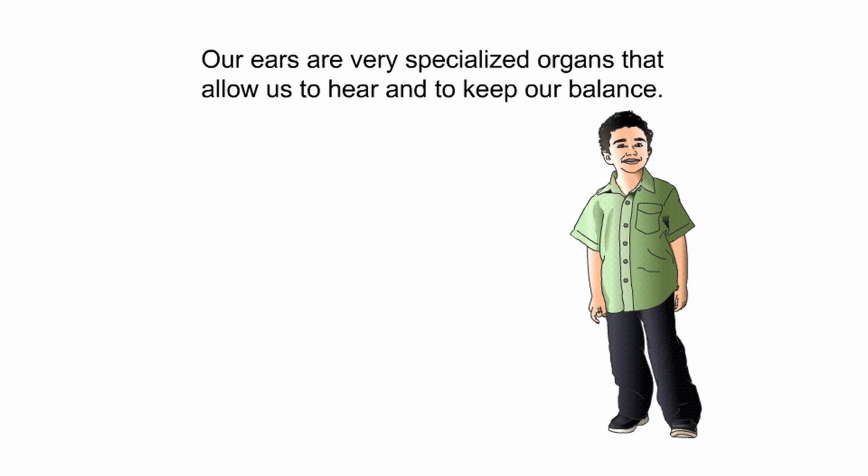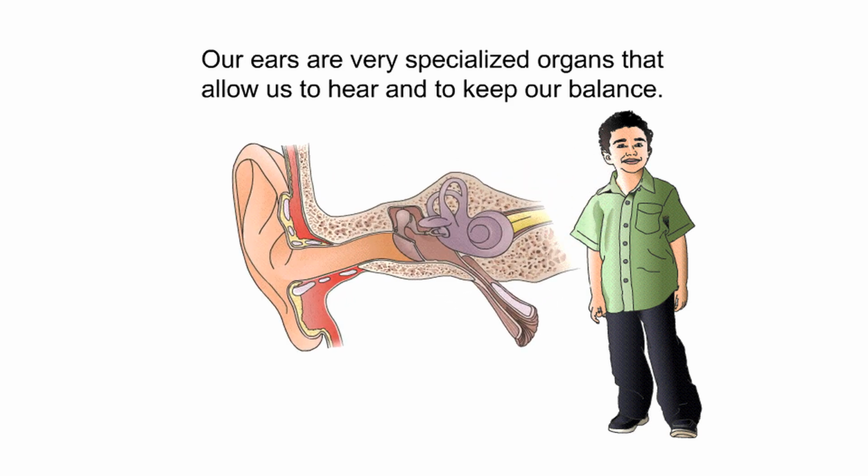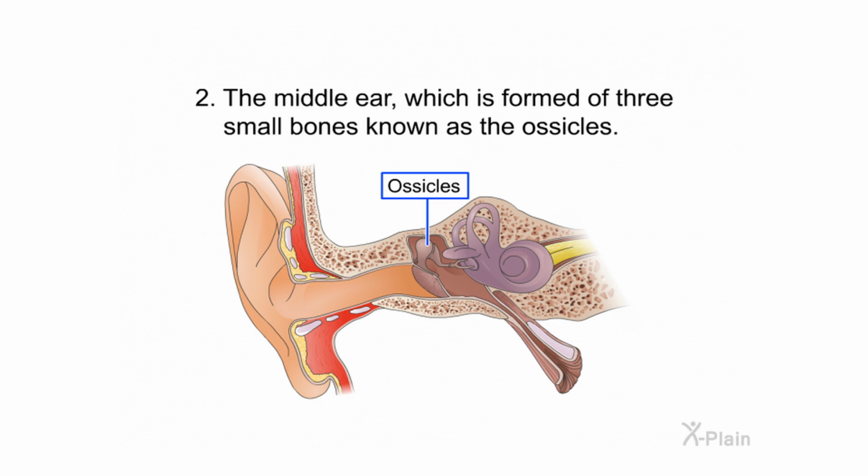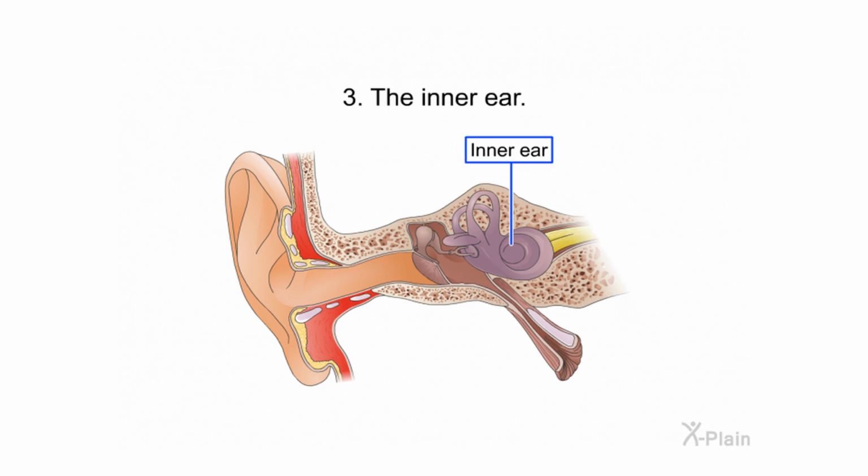Anatomy of the ear. Our ears are very specialized organs that allow us to hear and to keep our balance. Each ear has 3 sections. 1. The outer ear, which includes the auricle and the ear canal. The ear canal leads inside the ear to the eardrum, or tympanic membrane. 2. The middle ear, which is formed of 3 small bones known as the ossicles. 3. The inner ear.